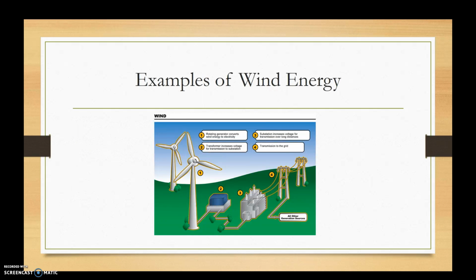So some examples of wind energy, you can see there the little wind turbines. They rotate the blades, which turn a turbine, sent to power lines, and then sent to your home.